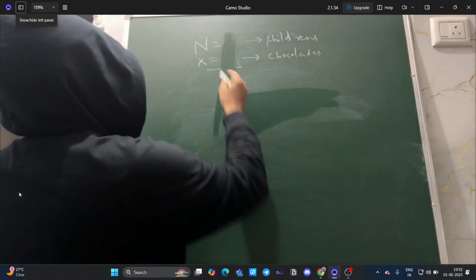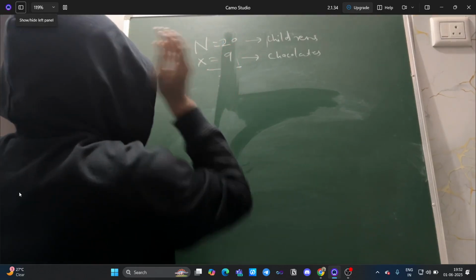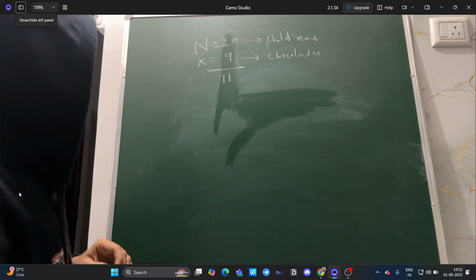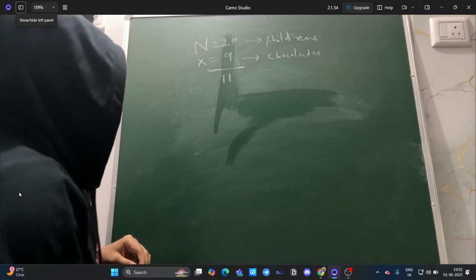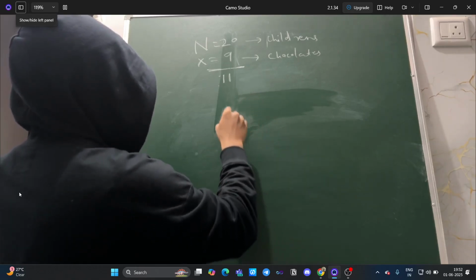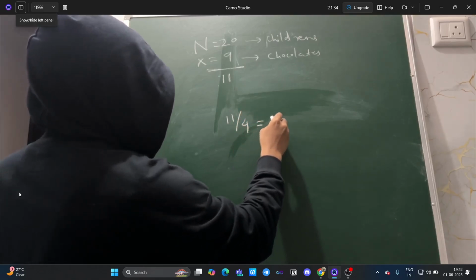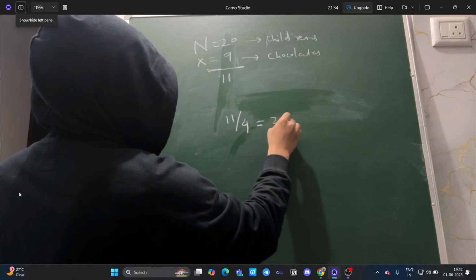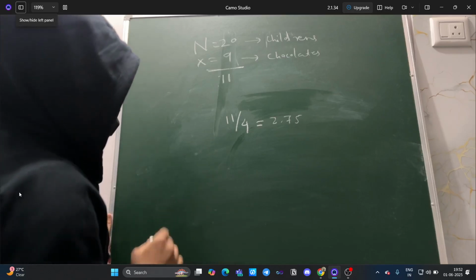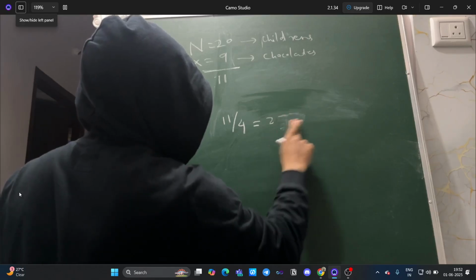So in the second case given, 20 children are there and the chef has only 9 chocolates. So it means 11 chocolates are required for the chef to give to the 11 children. Now in one packet we will get 4 chocolates. So if you divide 11 by 4, you will get 2.75, right? But in integer, the decimal point will not be considered, so you will get only 2.